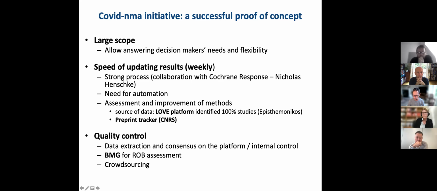And the bias methods group was key in this task, because we organized with the bias methods group a process where a random sample of our assessments was evaluated by a member of the bias methods group with feedback, and this allowed considerably improving our process. And we also rely on crowdsourcing, because people are contacting us when they find something that is not appropriate.